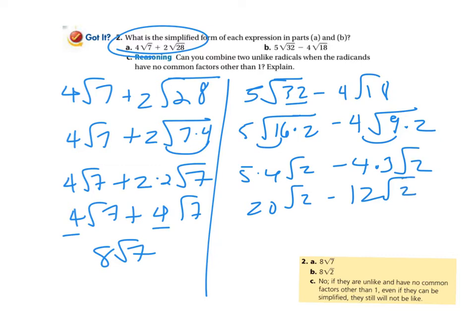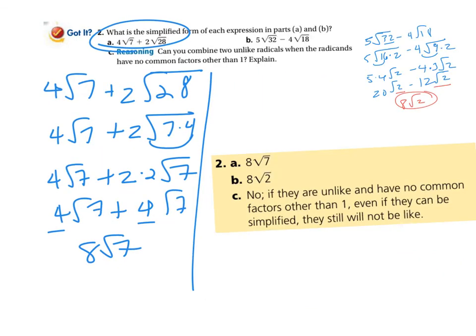Now, lucky us, we've got matching radicals, right? So we can go and subtract. 20 minus 12 is 8 square roots of 2. Part C here. Can you combine two unlike radicals when the radicands have no common factors other than 1? No, because that makes them unlike. And if we go back to your vocab, again, we obviously can't add or subtract. You can multiply if you want, but you cannot add or subtract unlike radicals.